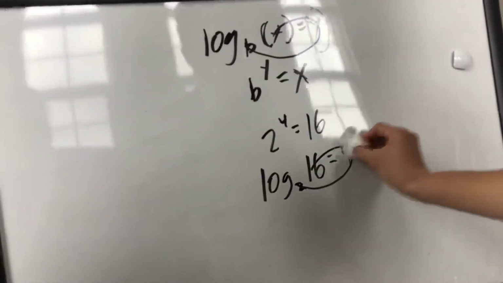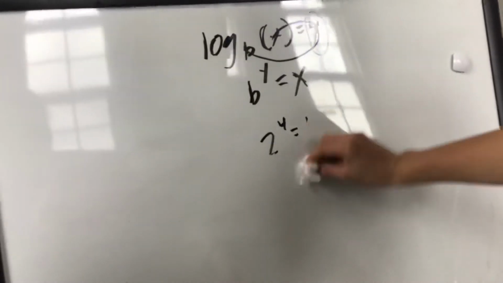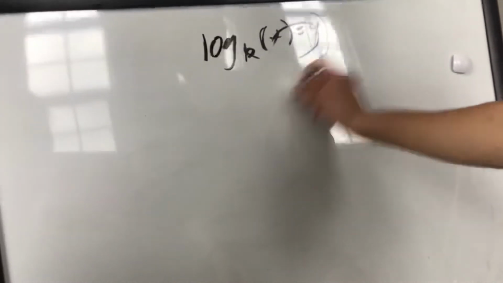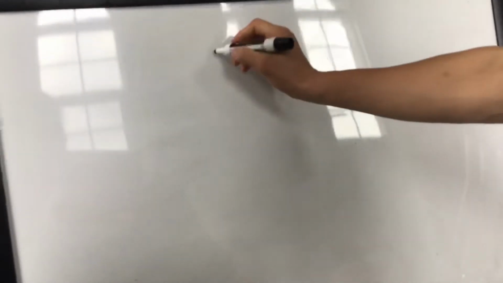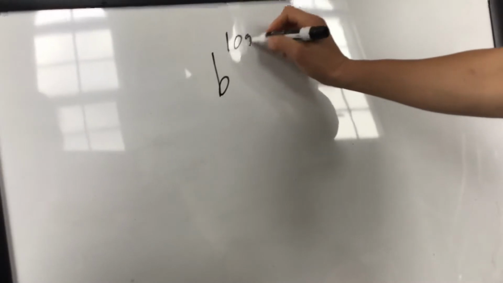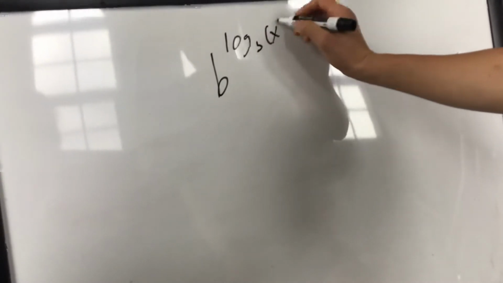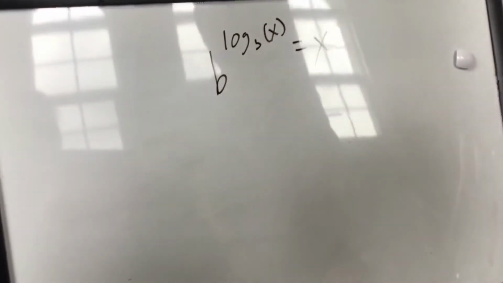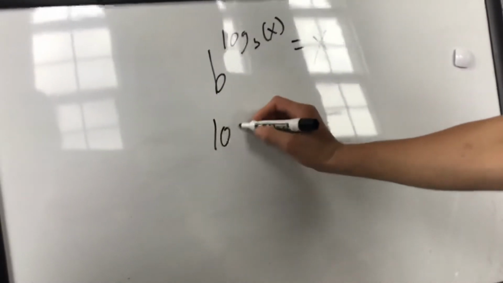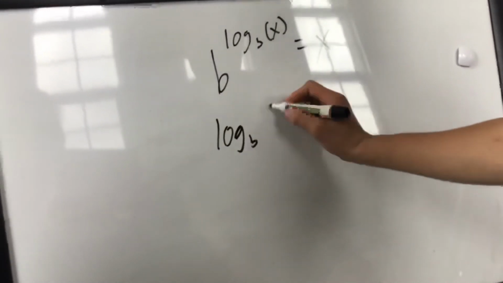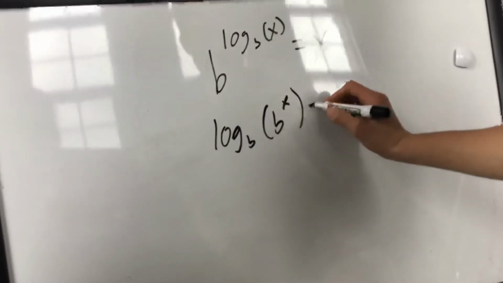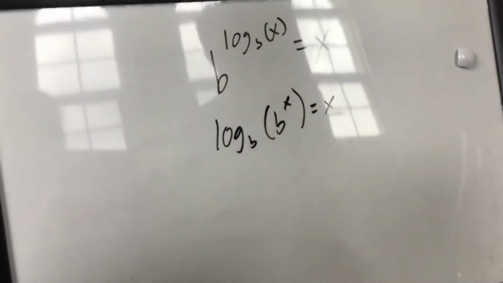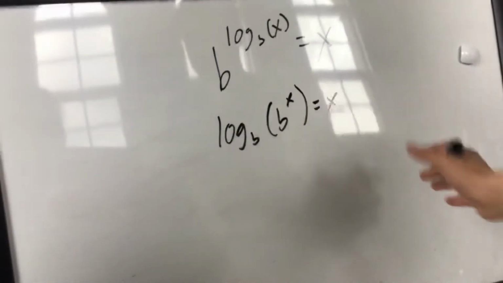In today's video, we're going to talk more about definitions, forms you'll see logarithms in, ways you can use logarithms as well, and properties of them. So the first thing I want to jump into is that b to the power of log b of x will always equal x. And in the same way, log b of b to the power of x will also always equal x.